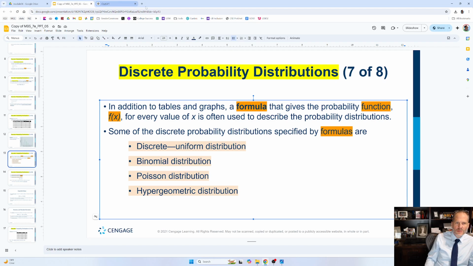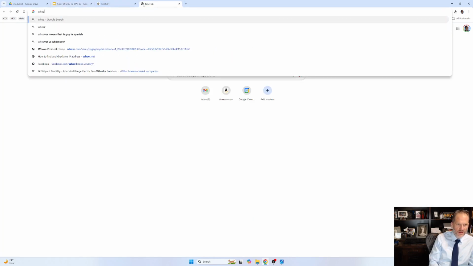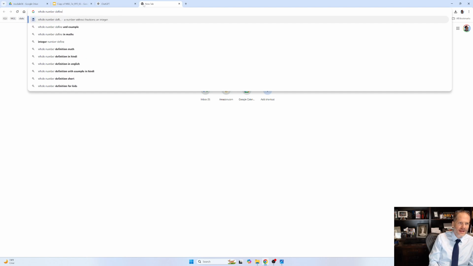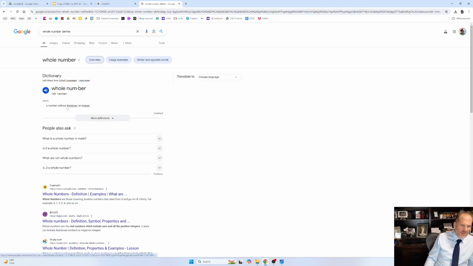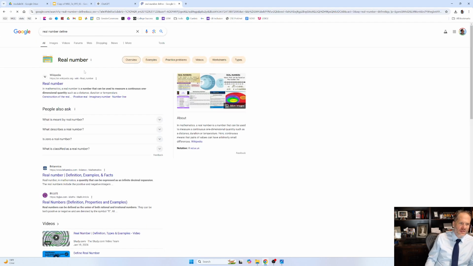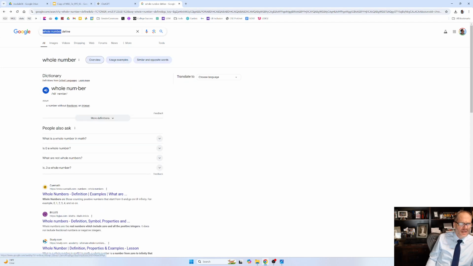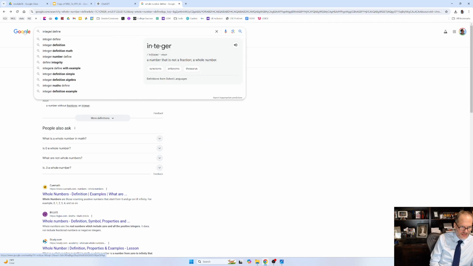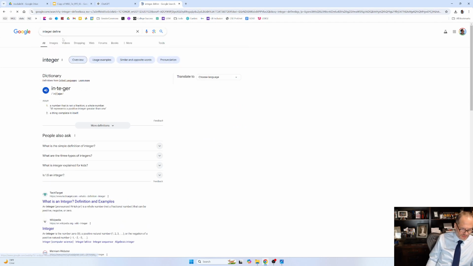And if you're like, what's a whole number? We can come over here and look up whole number defined. A whole number is a number without fractions, or an integer. And I'm going to do real number. What's a real number? In mathematics, a real number is a number that can be used to measure a continuous one-dimensional quantity. So that's a real number versus a whole number. And what's an integer? I'm trying to remember the one that's like 0 or more. An integer is a number that is not a fraction, a whole number, a thing complete in itself.